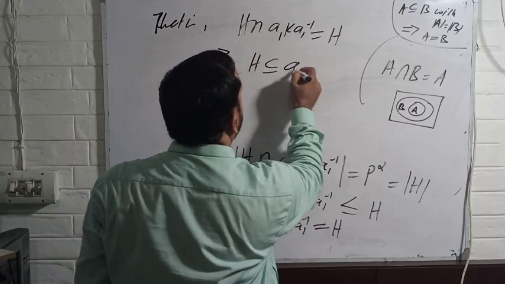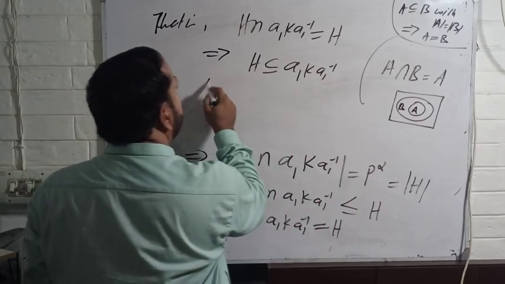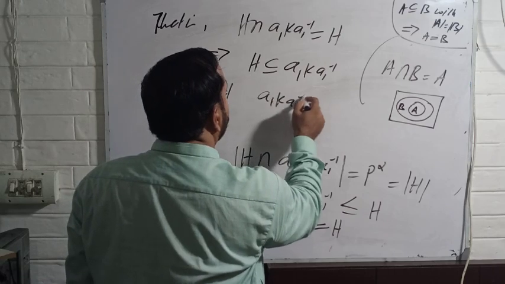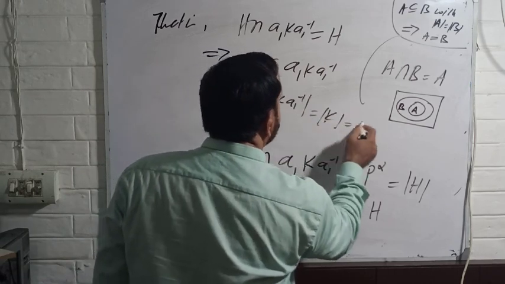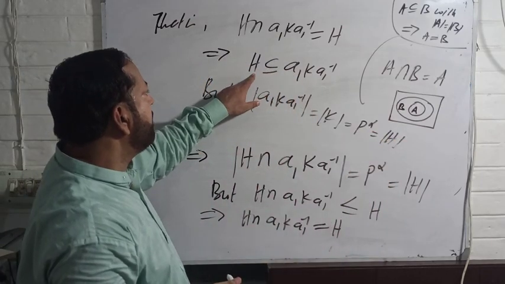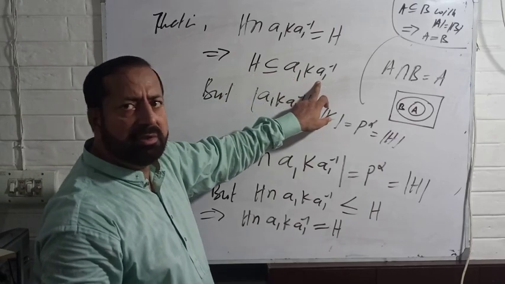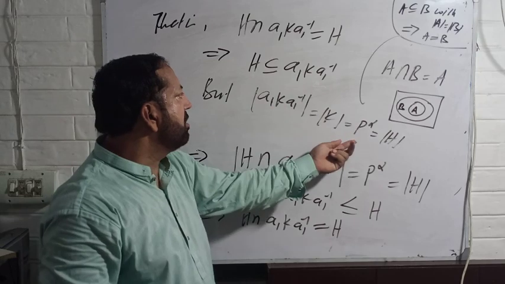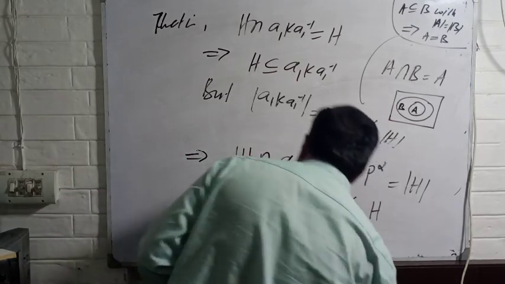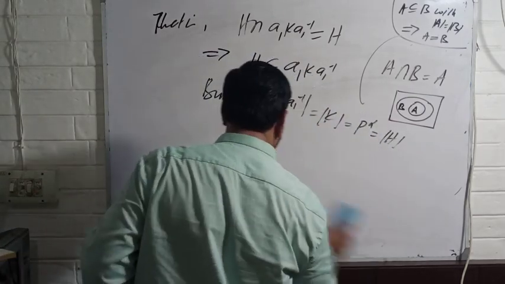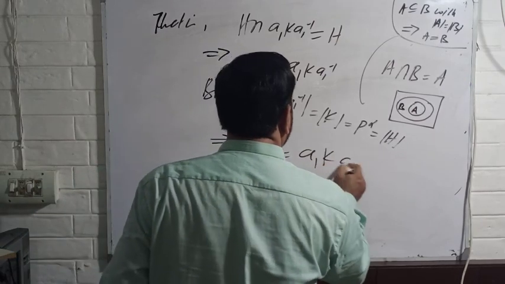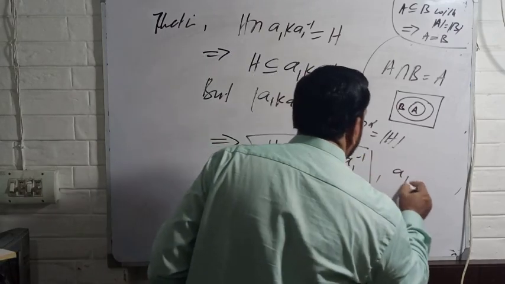So here you see that A intersection B is equal to A, so this implies that H is a subset of A1K A1 inverse. But again, using the same logic, the order of A1K A1 inverse, you know, is equal to the order of K, which is P power alpha, which is equal to the order of H. What does it mean? If H is a subset of A1K A1 inverse and both have the same order, then of course both coincide, right? So this implies H is equal to A1 K A1 inverse, where A1 of course belongs to G.